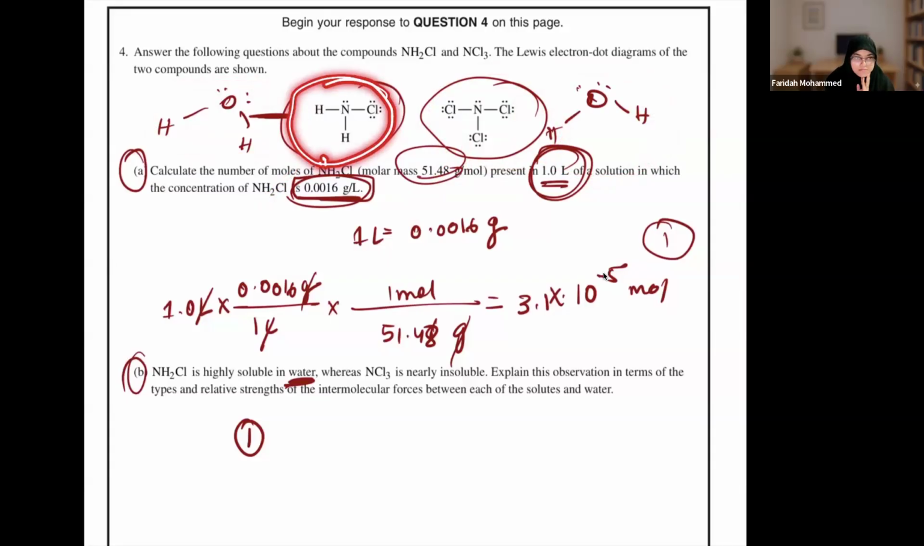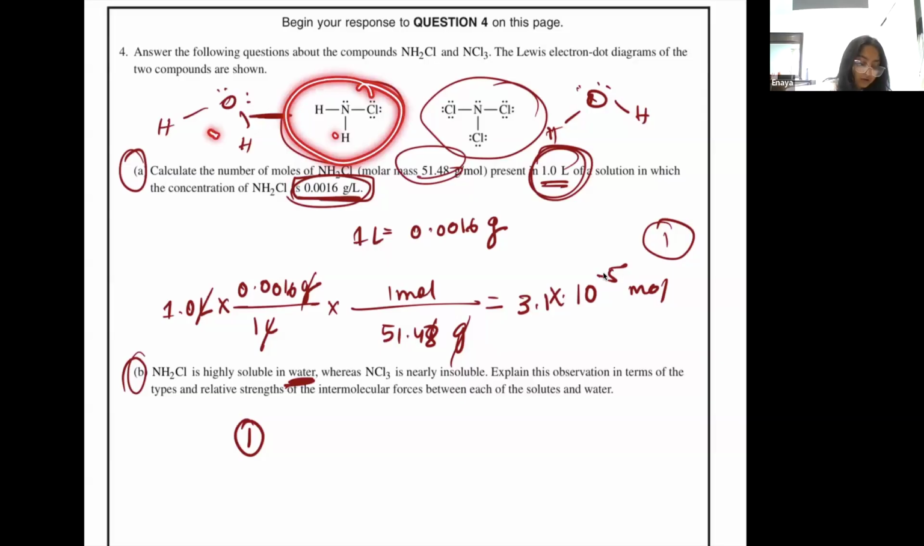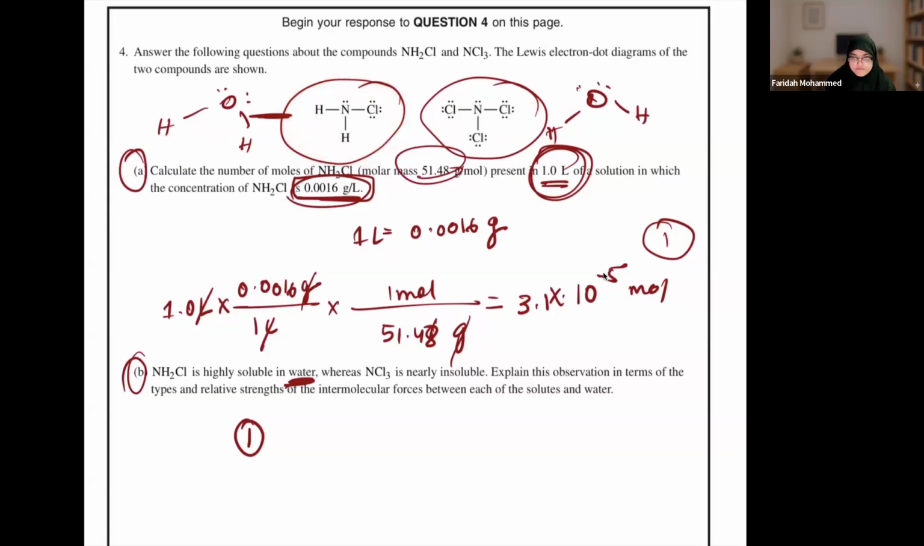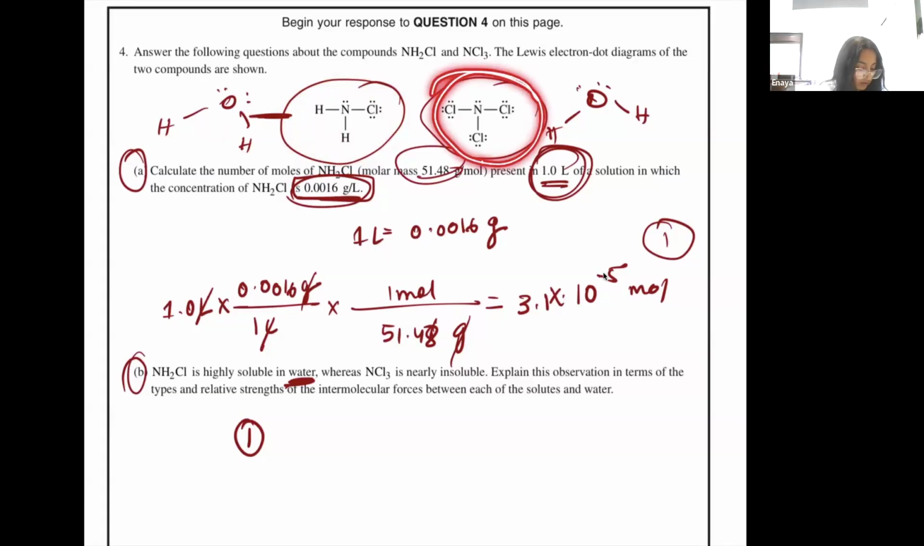NH2Cl will experience what type of IMF with water? Not with itself, with water. What type of IMF will it experience with water, Inaya 2? LDF, dipole, and a hydrogen bond. Okay. Now, what about this? For NCl3, with water, LDF.